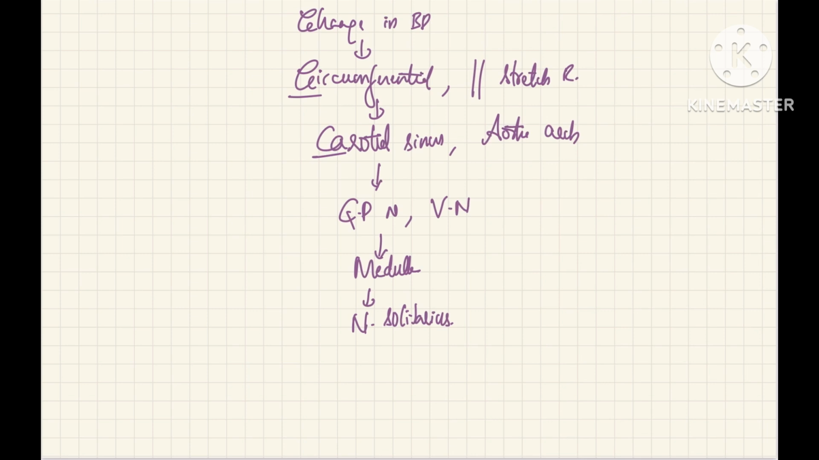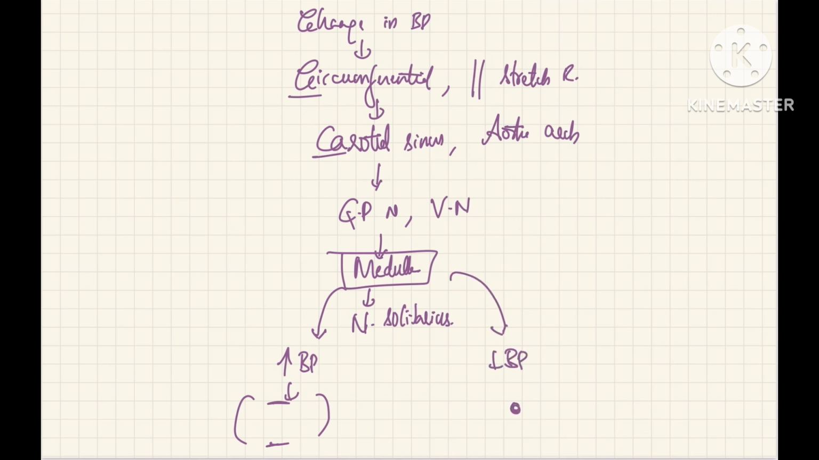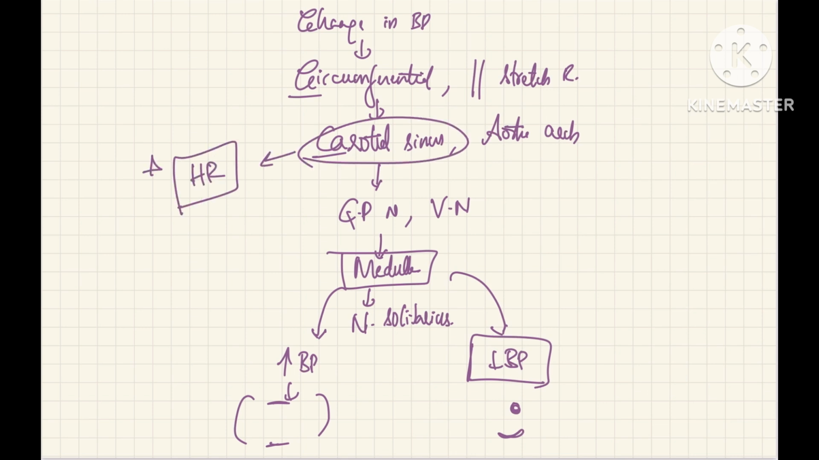So in this cardiovascular center of medulla, the area responsible for increase in the blood pressure is present laterally and rostrally located. And the area responsible for decrease in the blood pressure is located in the center and caudally. So this integrates impulses from the hypothalamus and limbic system. This carotid sinus here is involved in controlling heart rate, and the aortic arch regulates peripheral sympathetic outflow.